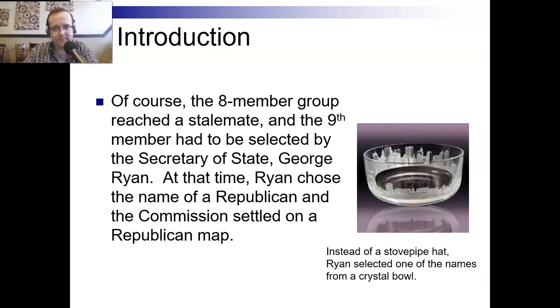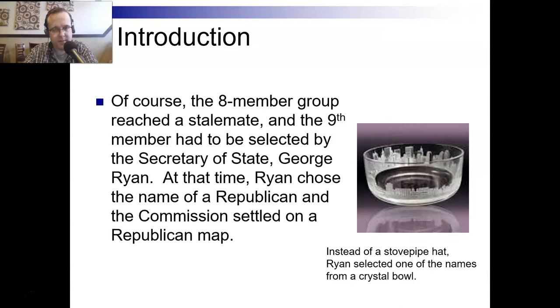Nobody can agree. And this is why the political process is somewhat broken. I don't think it can ever be fixed, but it is certainly very broken, depending on what you're looking at. So the 8-member group had a stalemate. The 9th member was selected by the then Secretary of State George Ryan, who was later one of our governors who went to prison.